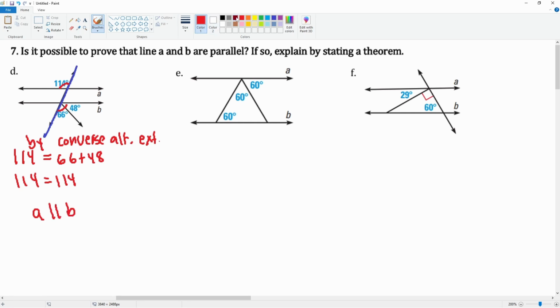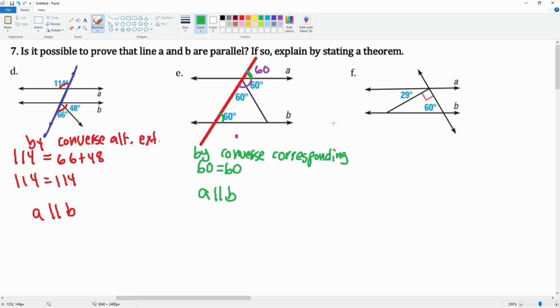All right, so next, let's see here. It's hard to tell unless you extend a transversal here, right? But then we notice that this does make a linear pair, 60, 60, and this is 60 for 180. Notice that this piece here is 60 degrees, matches up with this 60 degrees. So 60 equals 60. By the converse of corresponding angles, we can say that A is parallel to B.